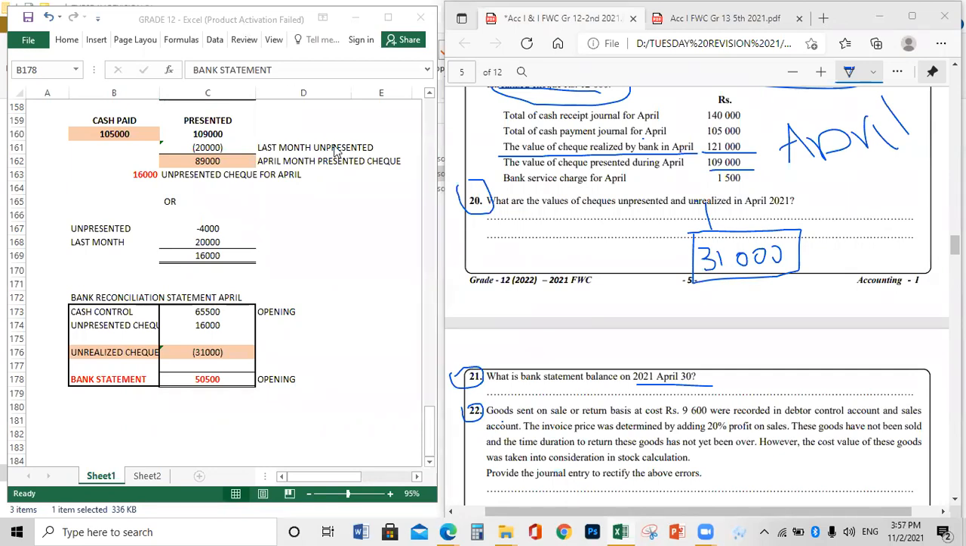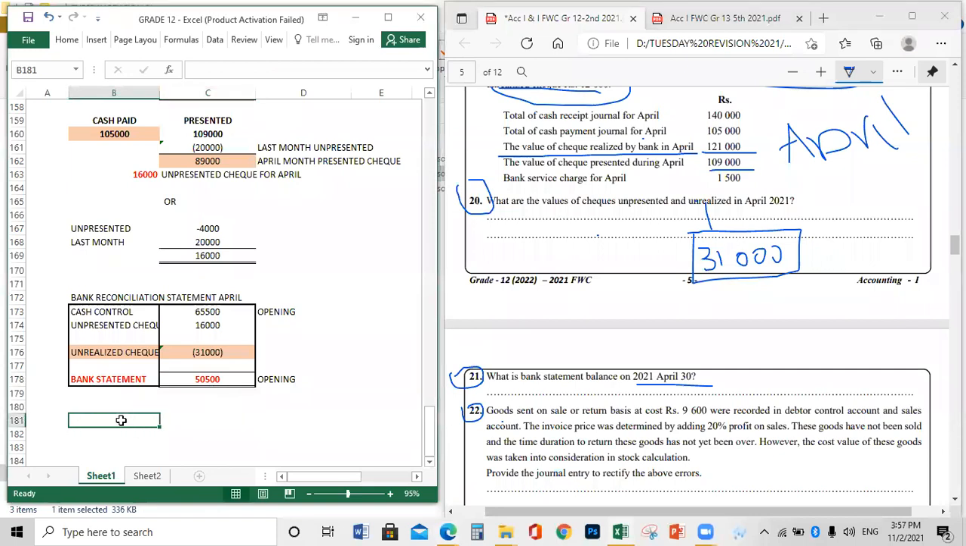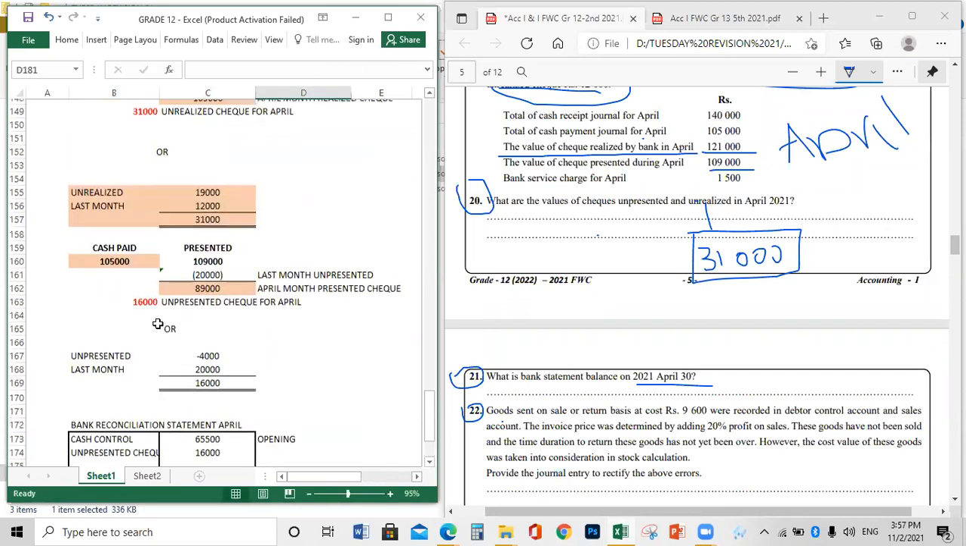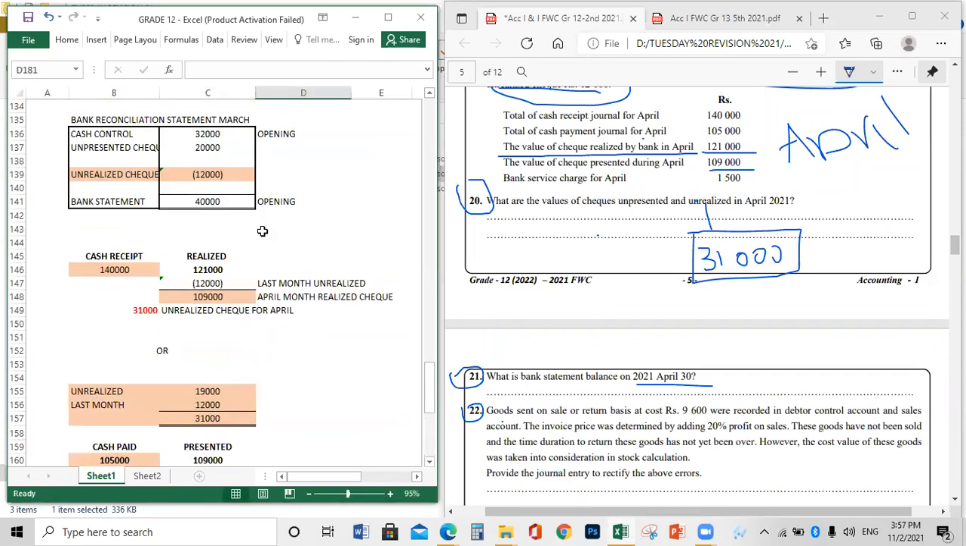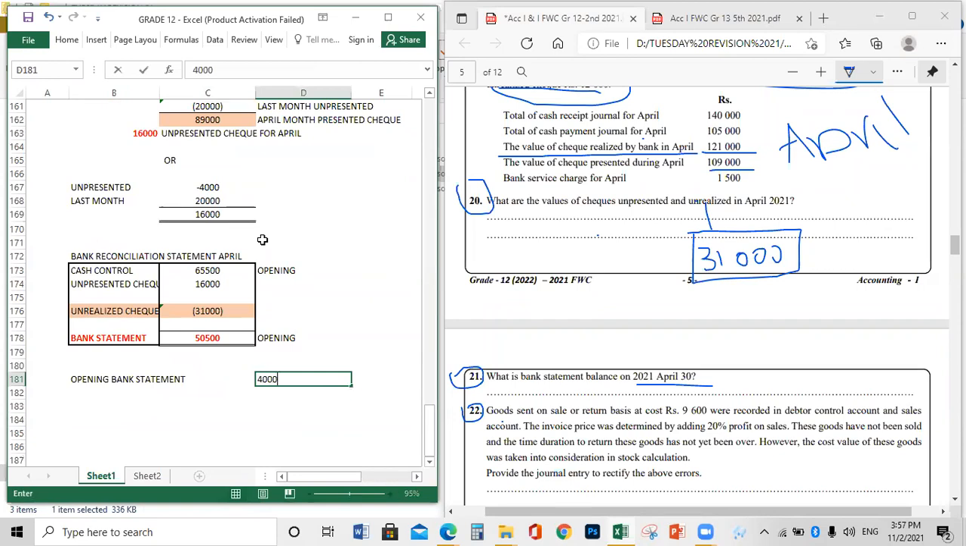Okay, fine. That's why prepare a bank statement. Okay, that's a good idea. Well, let's see. Okay, guys, we'll try another way. You don't have to prepare the bank statement and waste time, because a bank statement takes a lot of time. You can just get the answer. How much is the opening bank statement balance? We found out that it is going to be 40,000. Opening bank statement is 40,000, guys.